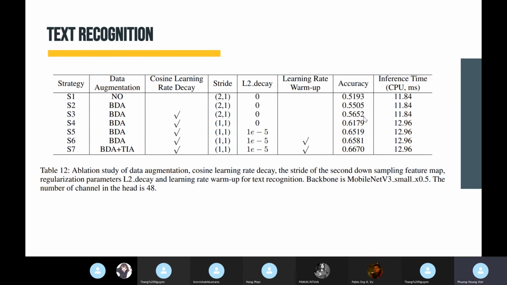The accuracy will improve, and when we use the cosine learning rate decay, the accuracy is of course increased too, while the inference time is not really affected. So we can see that the data augmentation and cosine learning rate are really important to the accuracy.